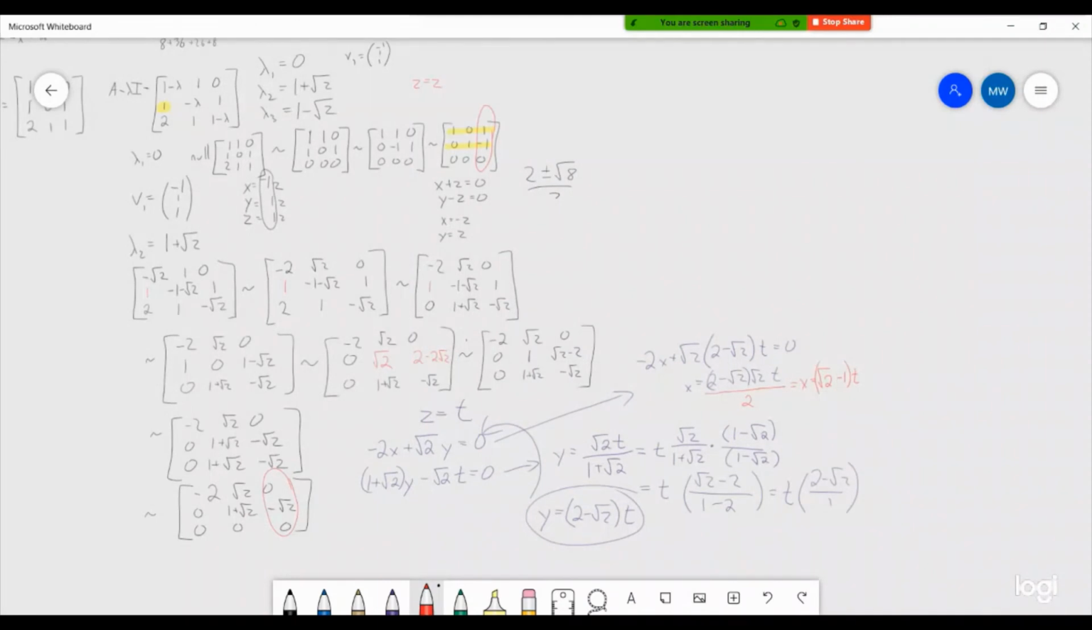So we are going to get that v2 is equal to x is root 2 minus 1, y is 2 minus root 2, and then z is 1. So that would be our second vector, and then vector 3 is going to be something that looks very similar, except there's going to be some negative signs that change.